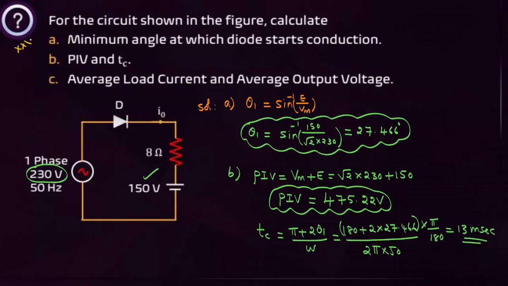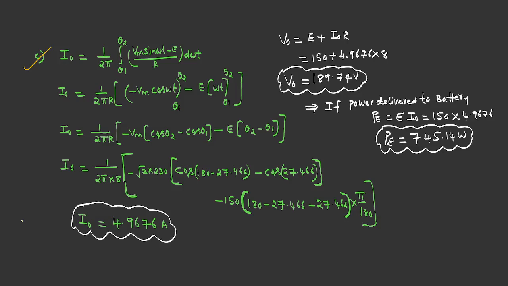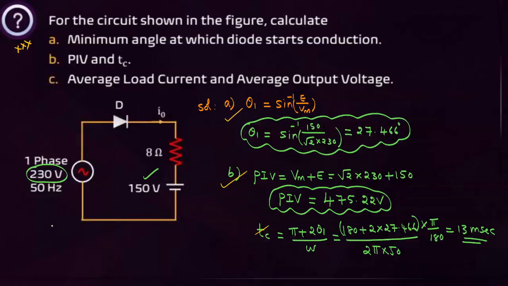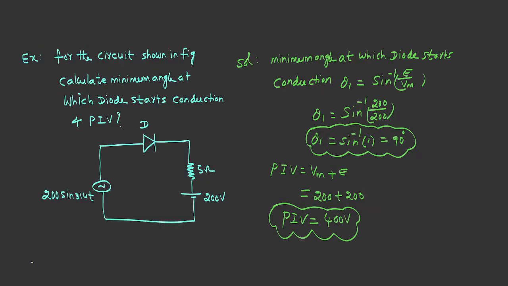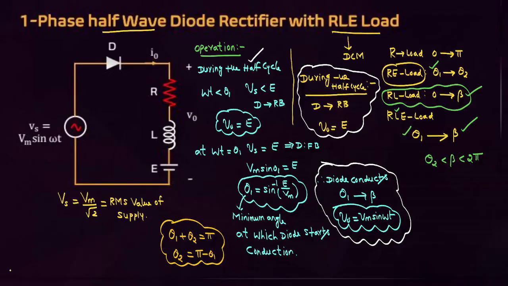This question you have to practice. What is the minimum angle at which the diode starts conduction? What is the peak inverse voltage? What is the circuit turn off time? What is the average current? This is one model of question. This model is important for 2 marks. Calculating the RMS current is important mainly from the GATE point of view, a 2 marks model. This question also you have to practice. You don't have the time to practice the formulas, better to practice these.